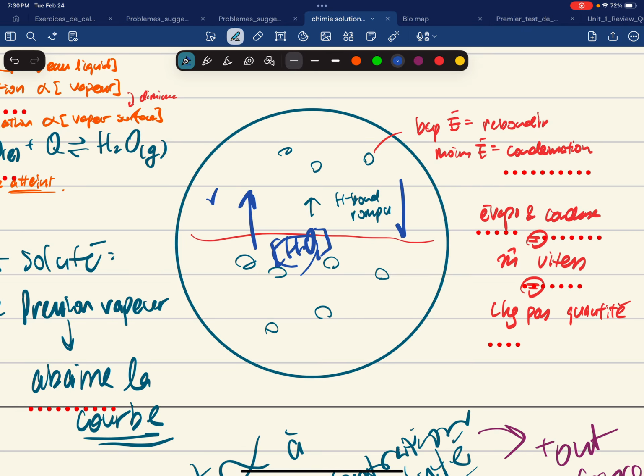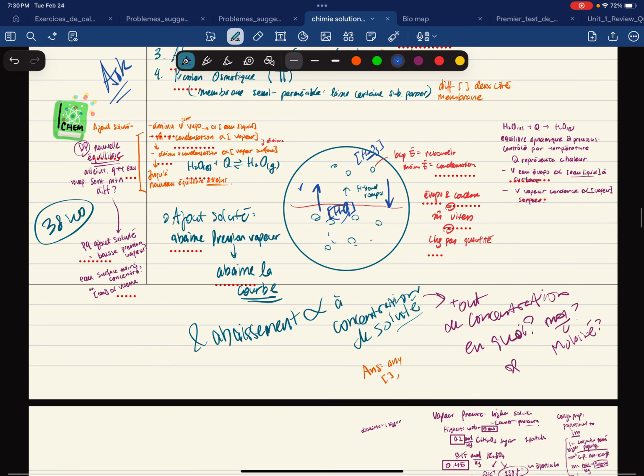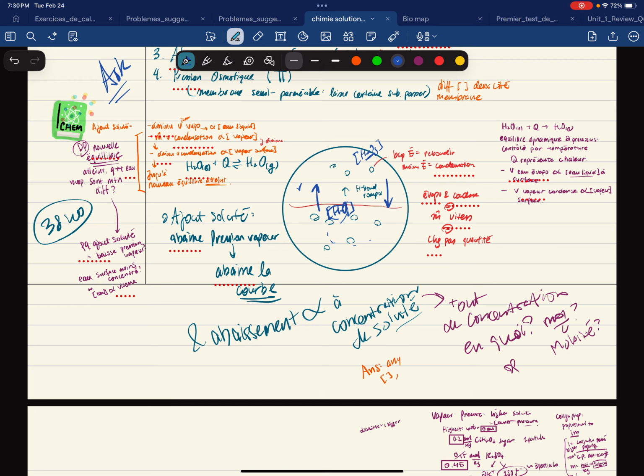The speed of condensation depends on the concentration of the water vapor. Nothing changes there by adding solutes. Adding solutes will not change the concentration of the water vapor in here, so the condensation speed is initially not changed. So when adding solutes, condensation doesn't change, but vaporization does.